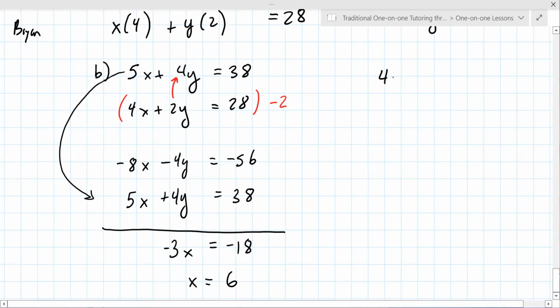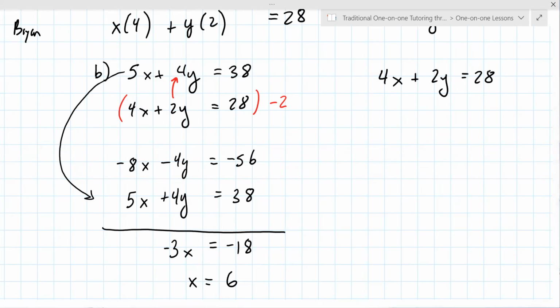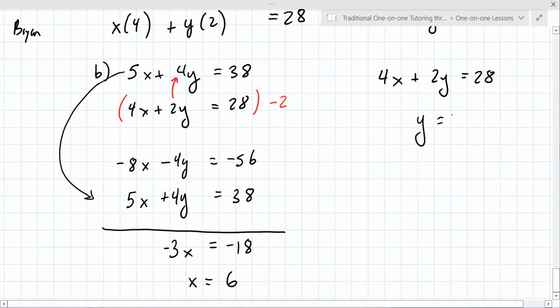Okay, now I'm just going to jump in and have you use the second equation. I'd like you to solve that for y, please. I got y equals 2. Y equals 2, perfect.